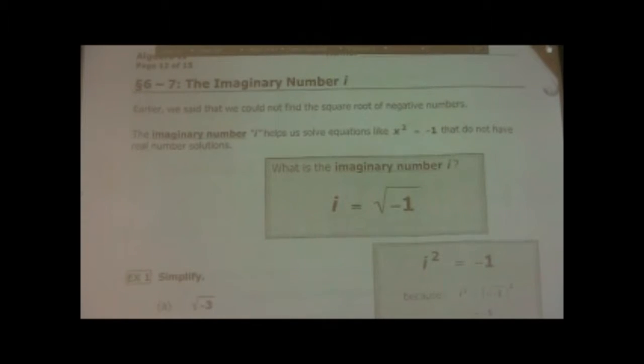So the topic for today is the imaginary number i. And previously, we said that we could not simplify square roots of negative numbers. So for example, we couldn't find the square root of negative 16. We would simply say that that was not real. Now we're going to learn that we can simplify this, but we're going to simplify not using real numbers, but using imaginary numbers.